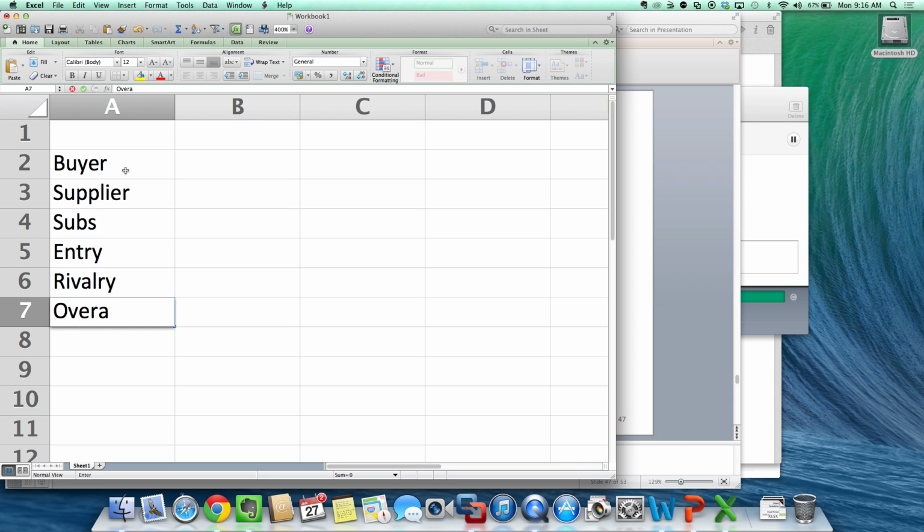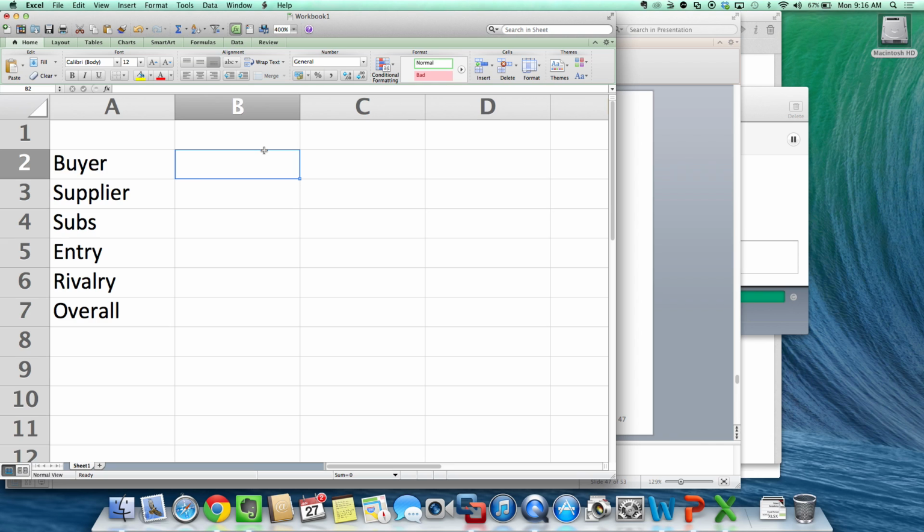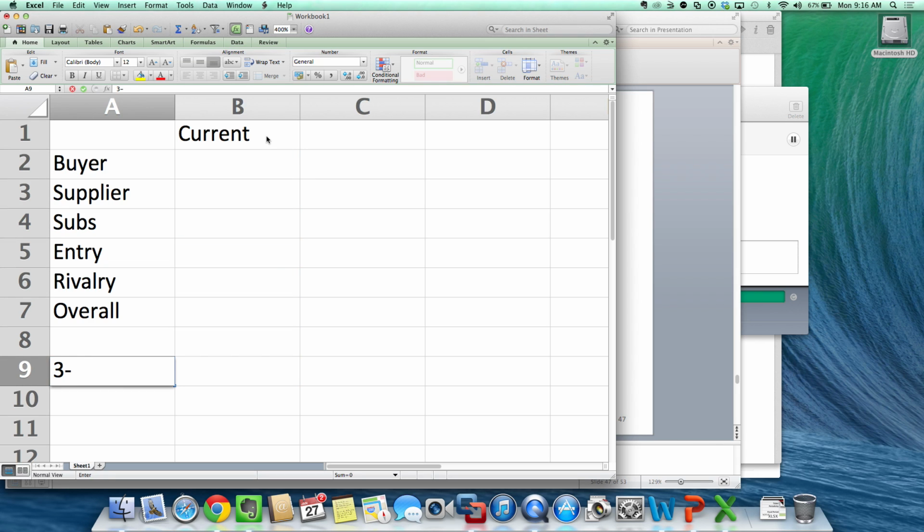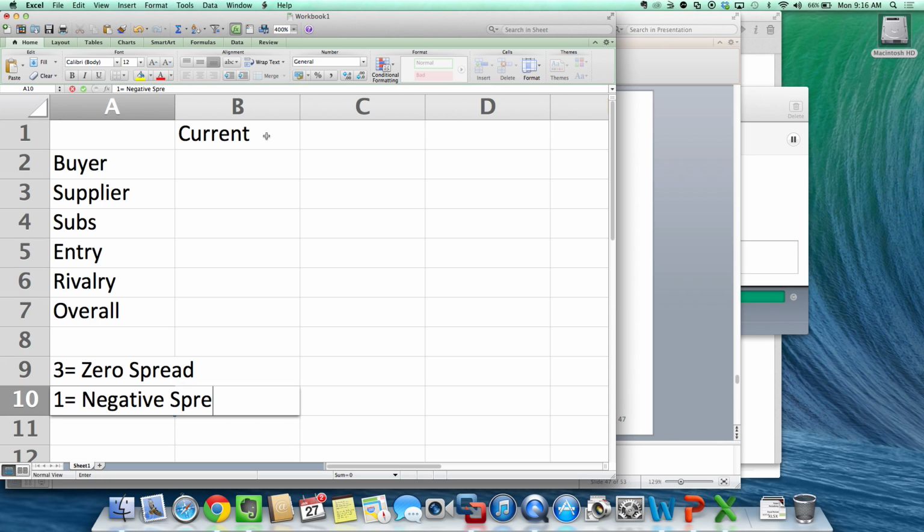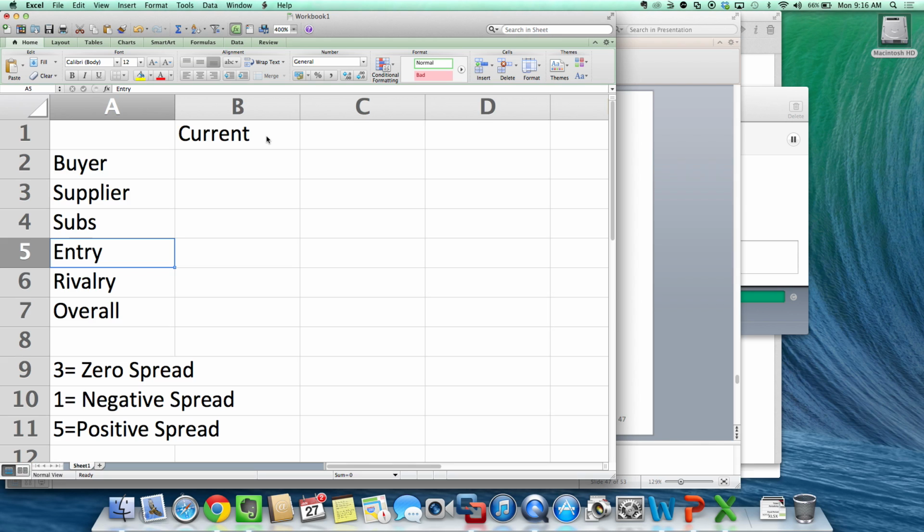And that will give me an overall performance of the business today. Right? So using a 5-point scale, 3 equals 0 spread, 1 equals negative spread, 5 equals positive spread. What I want to do is I want to score the industry.